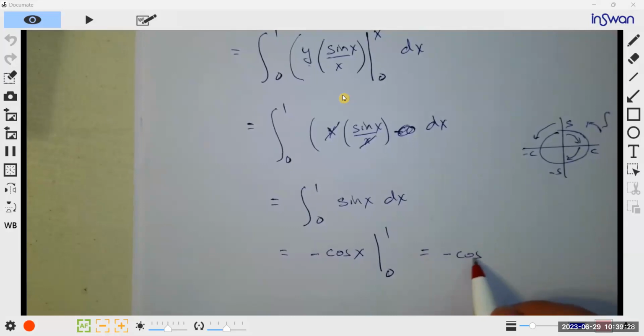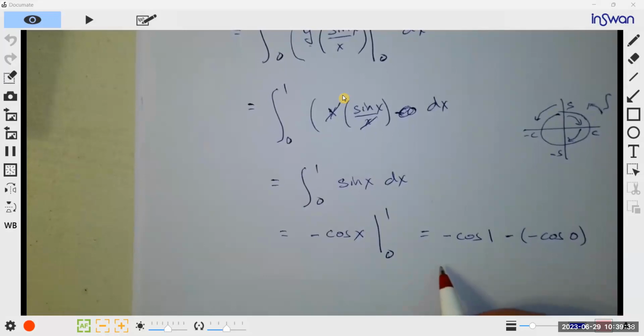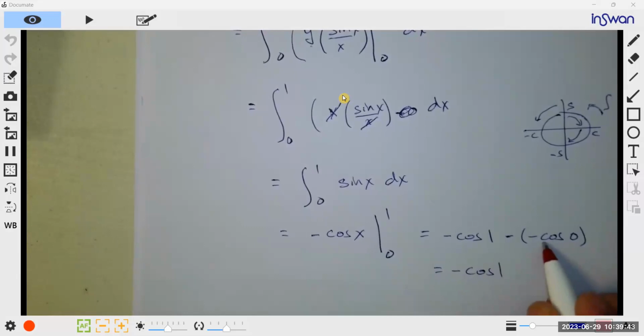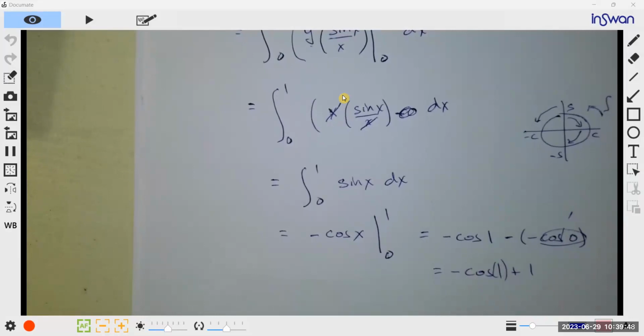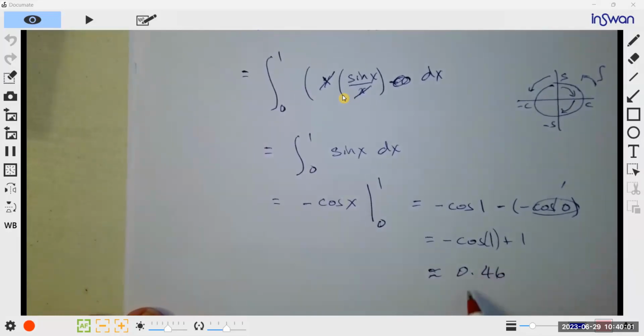So negative cosine of 1 minus negative cosine of 0. Negative cosine of 1. Cosine of 0 is 1, so it's plus 1. So negative cosine of 1 plus 1. Four, 5, 8, something.